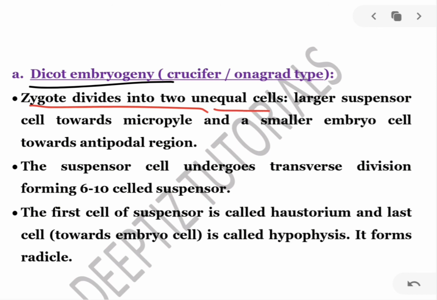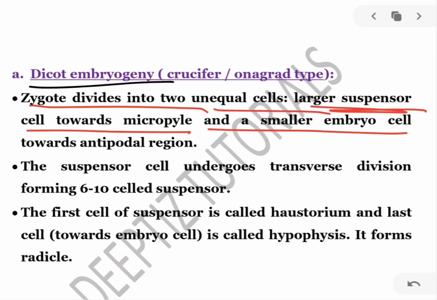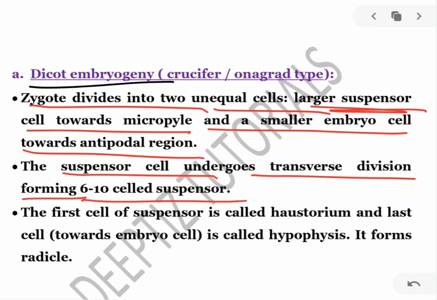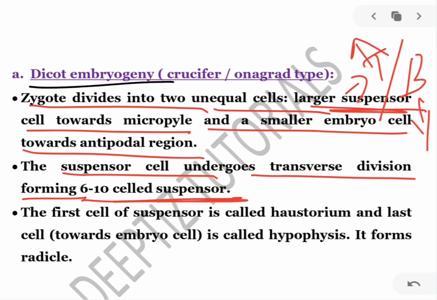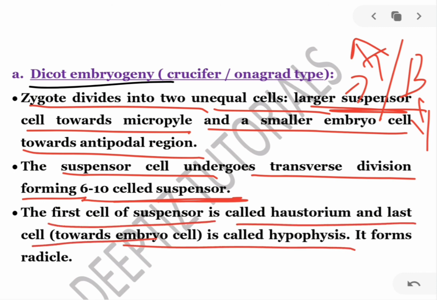Zygote divides into two unequal cells, a larger suspensor cell towards the micropyle and a smaller embryo cell towards the antipodal region. Now the suspensor cell undergoes transverse division to form the suspensor, right? Or else, we have seen there was a terminal cell as well as a basal cell. You can use that reference also. Basal cell will form suspensor, terminal cell will form the proembryo, right? Now the first cell of the suspensor is called haustorium and the last cell is called hypophysis.